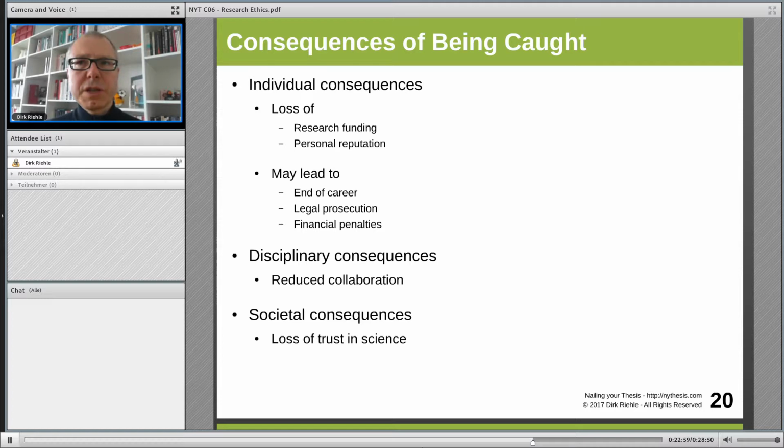The loss of personal reputation may even end your career, and may even lead to you finding yourself in the courts and in legal proceedings. And if you lose, you might even suffer financially from it. In addition, beyond the individual consequences, there are the disciplinary consequences. Fortunately it's not the case, but if scientific fraud were rampant, people would be more hesitant to work with each other. There would be lots of friction and loss of speed in collaboration, and science would suffer.